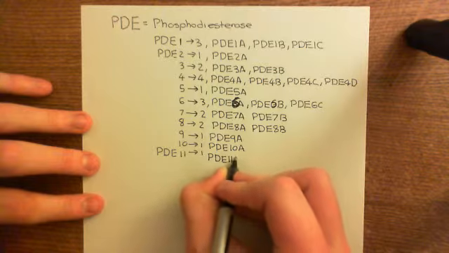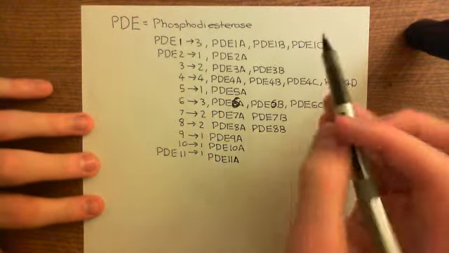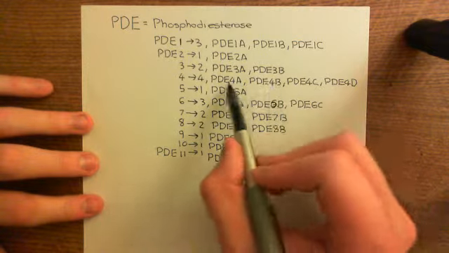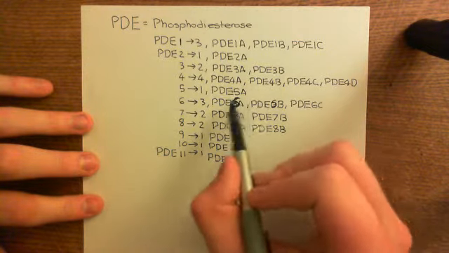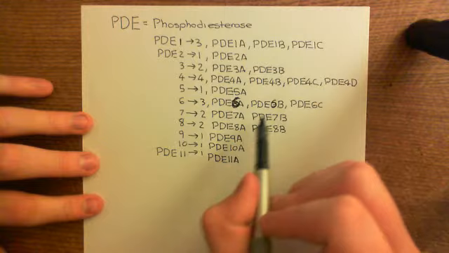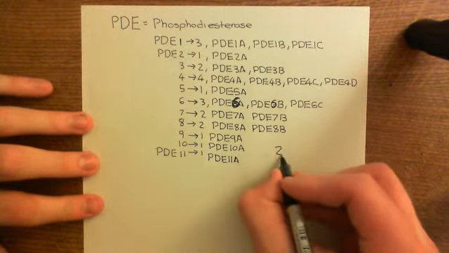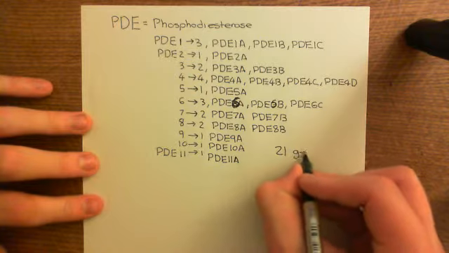So overall there are 21 genes. I think that's right. Let's count them up: 1, 2, 3, 4, 5, 6, 7, 8, 9, 10, 11, 12, 13, 14, 15, 16, 17, 18, 19, 20, 21. Yes, so 21 known genes in humans.